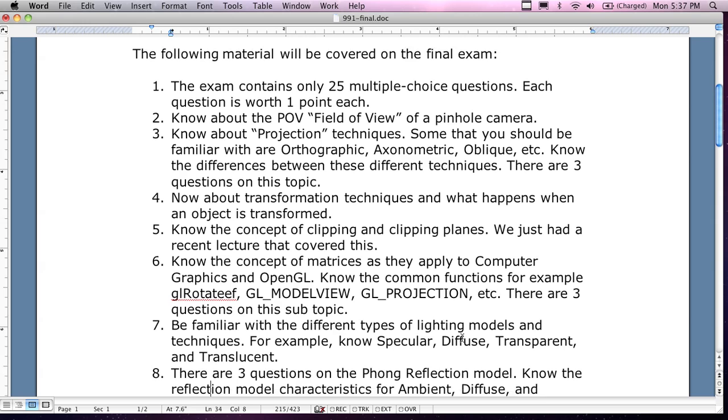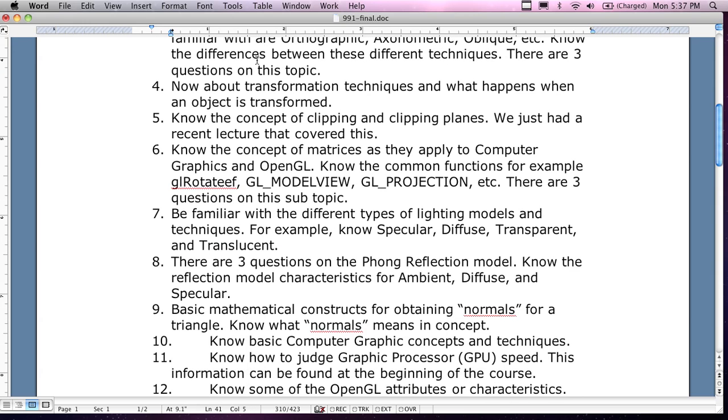Did I not write down something about clipping in here? Clipping planes, okay. Okay, so under clipping, question number 5, or item number 5.